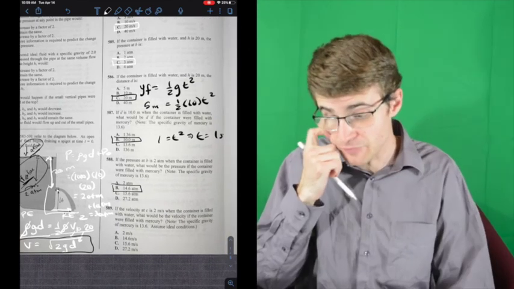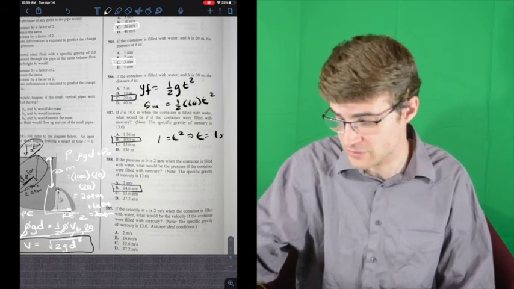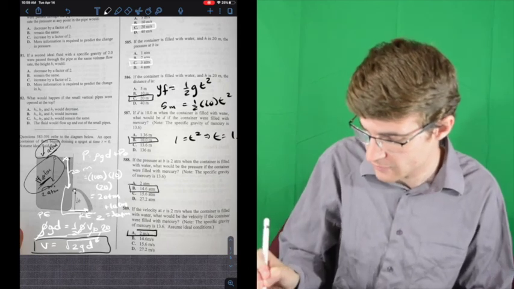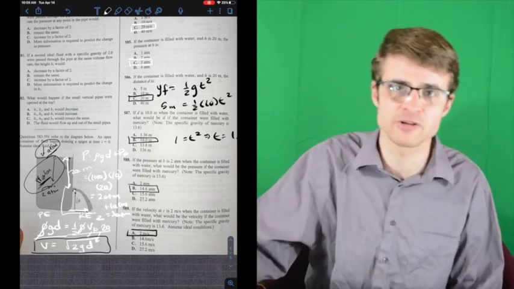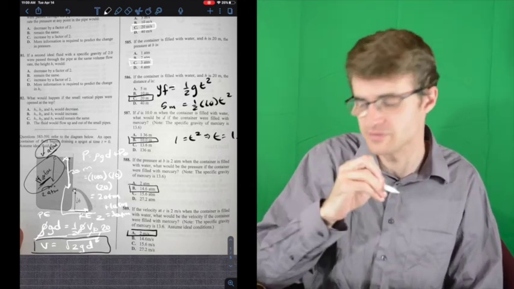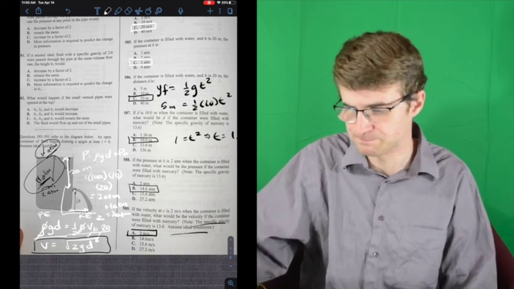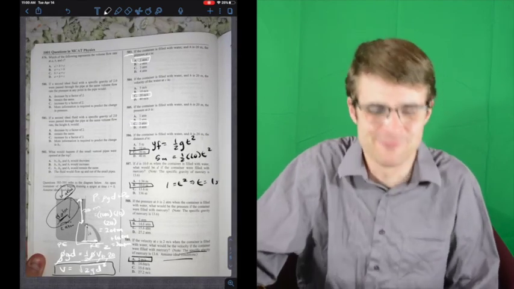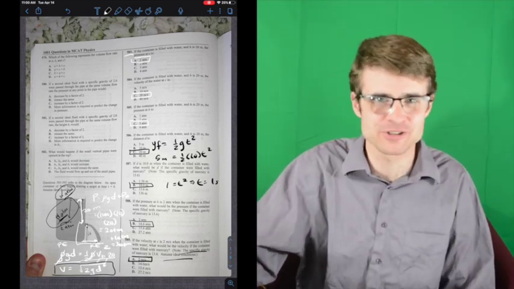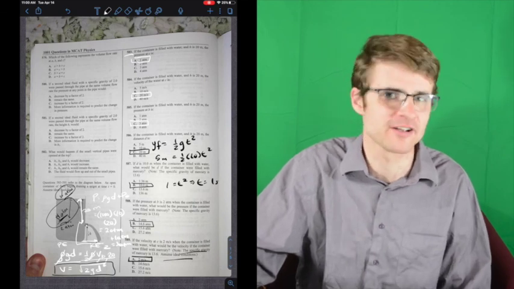So finally, if the velocity at C is 2 meters per second when the container is filled with water, what would be the velocity if the container were filled with mercury? And again, yes, there's more weight that's pushing down with the mercury, but it also takes more pressure to accelerate it. And so again, the two effects cancel each other exactly. So they give us a lot of interesting information here we didn't need. I'm not sure if that was helpful. Probably wasn't. But anyway, for what it's worth, thought I would show you a couple of fluid dynamics style problems in sort of a standardized test context.